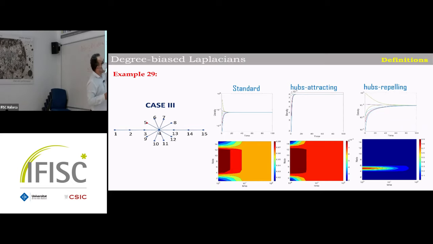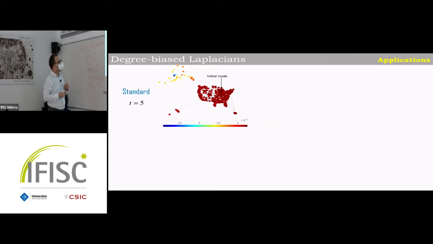But the problem here is the dynamics. See how much concentrated this particle is in the hubs repelling around this point. And here the hubs attracting is much favored. See the orders of magnitude here of the concentration at the given time. So then you can have different scenarios for different types of Laplacians, hubs-biased Laplacians.